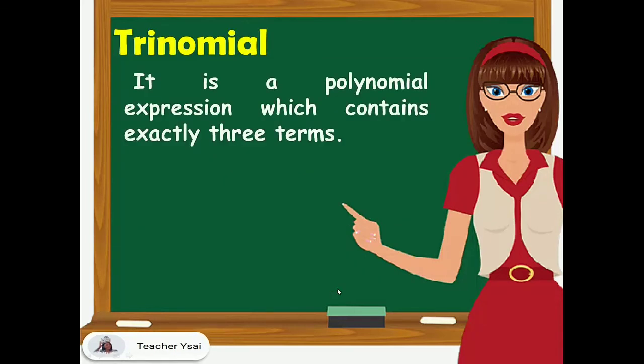Trinomial. It is a polynomial expression which contains exactly three terms. Example: x cubed minus x squared plus 7. This is a trinomial with the following terms: x cubed, x squared, and 7. Another example: 4x squared plus 9x plus 6.